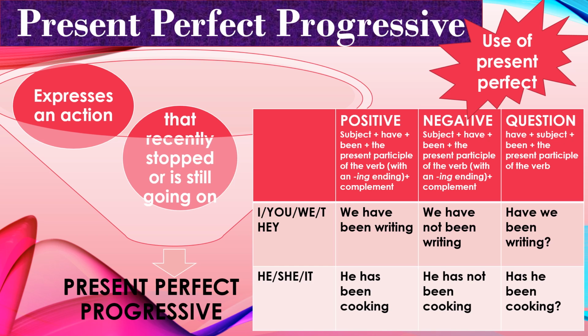Use of present perfect progressive. First, puts emphasis on the duration or course of an action, not the result. For example, I have been writing for 7 hours. 2. Action that recently stopped or is still going on. For example, he has been living here since 2010. 3. Action that influences the present. For example, he has been working all the night.